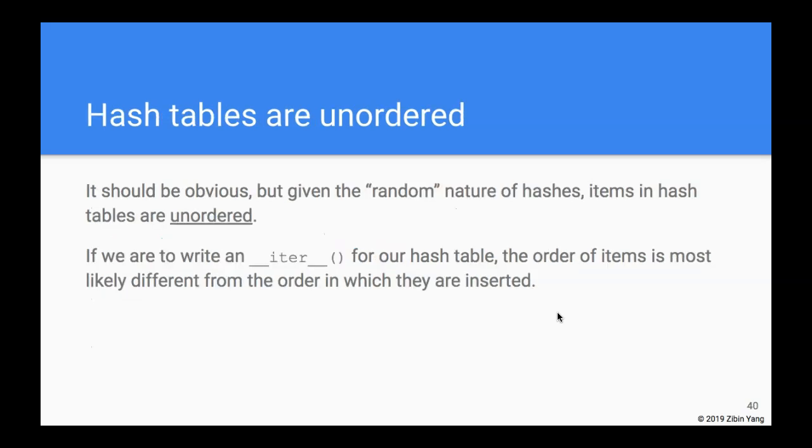And then lastly, I just want to point out that given the nature of hash functions, it's trying to distribute values all over the place. They're kind of random or pseudo-random. So items in a hash table are totally unordered. If we were ever to iterate through our hash table, the order of items will be nothing like the order in which we inserted those items.